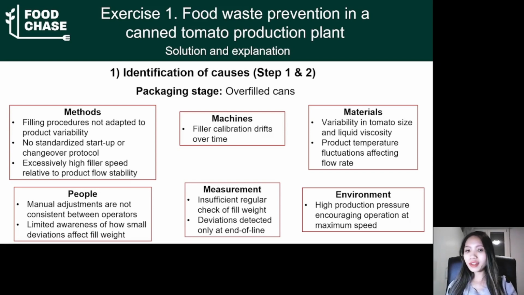In the measurement category, we can have insufficient regular checks of fill weight, or deviation detected only at the end of the line. The environment category includes high production pressure, encouraging operation at maximum speed, and for this reason it can cause errors.